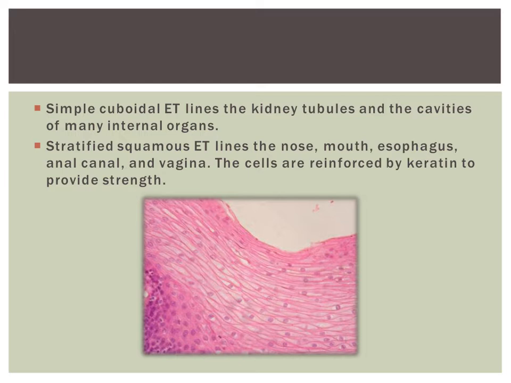Simple cuboidal epithelial tissue lines the kidney tubules and the cavities of other internal organs, whereas stratified squamous, many layers of flattened cells, would line the nose, mouth, esophagus, anal canal, and vagina. And these are areas where you'd have a lot of abrasion, so you would want many layers of these cells so that as they're sloughed off, they can be replaced. These cells are also reinforced by a protein called keratin to help strengthen them.